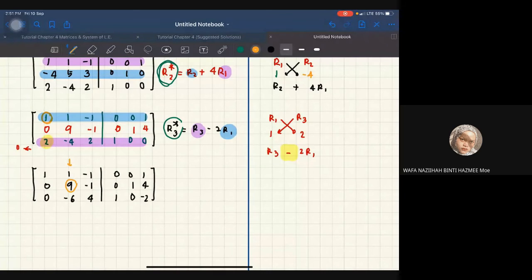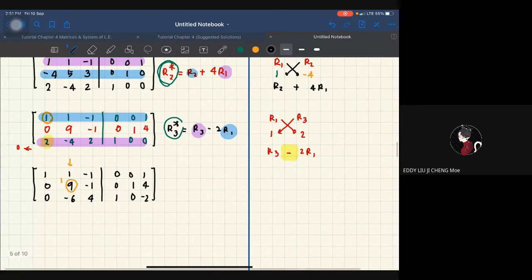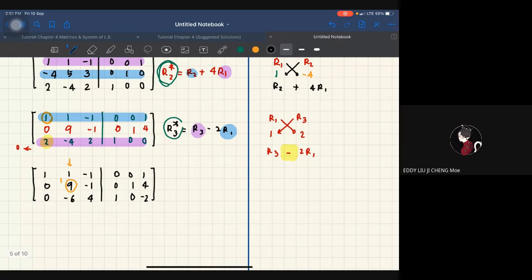Multiply 1/9 itself. Yes, betul. So, bila kita ada 9, kita darab dengan 1/9. So, 9 dengan 9 akan cancel out. So, we just have 1. Okay. So, dekat sini kita darab saja. So, R2 yang baru is equals to 1/9 times R2 yang lama.